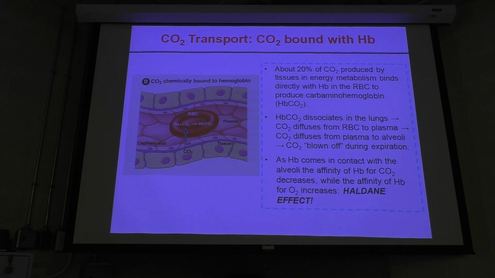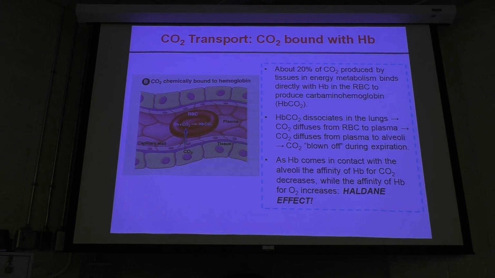Oxygen is left. Whereas as it transports back towards the lungs and the alveolar PO2 rises, the affinity of hemoglobin for oxygen increases. The affinity of hemoglobin for carbon dioxide will decrease, and so they will basically exchange. Hemoglobin will take on oxygen and release carbon dioxide. Carbon dioxide will then be expired. Oxygen will load onto hemoglobin to subsequently be delivered back to the tissues. And this is what is known as the Haldane effect.